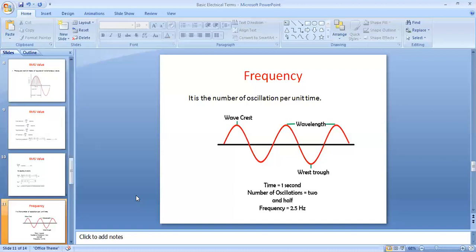From the figure, we can see there are 5 half cycles. In that, 3 are positive half cycles and 2 are negative half cycles, and we can say that for 1 second time, the number of oscillations or number of cycles is 2.5. Therefore, number of cycles per time, that means 2.5 upon 1 second. Therefore, frequency will be 2.5 Hz.